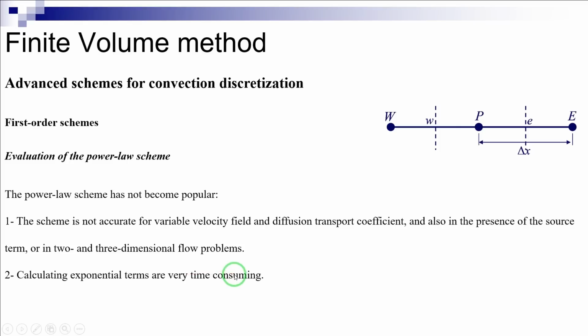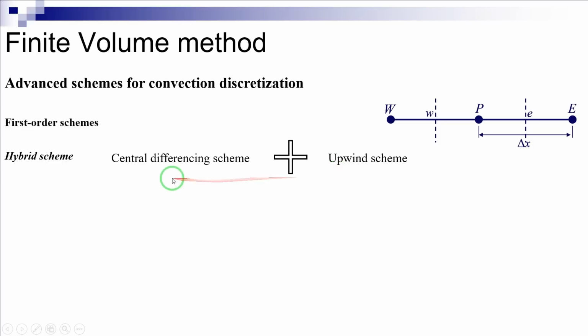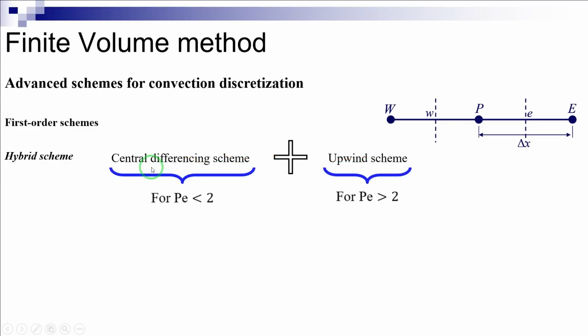Hybrid scheme. The hybrid scheme is a combination of the central differencing and the Upwind schemes. The hybrid scheme takes advantage of the strength of these two schemes. This scheme employs the central differencing scheme, which is second order accurate for Peclet numbers less than 2, while it uses the Upwind scheme for Peclet number greater than 2, which is first order accurate but takes into account the effects of the flow direction.